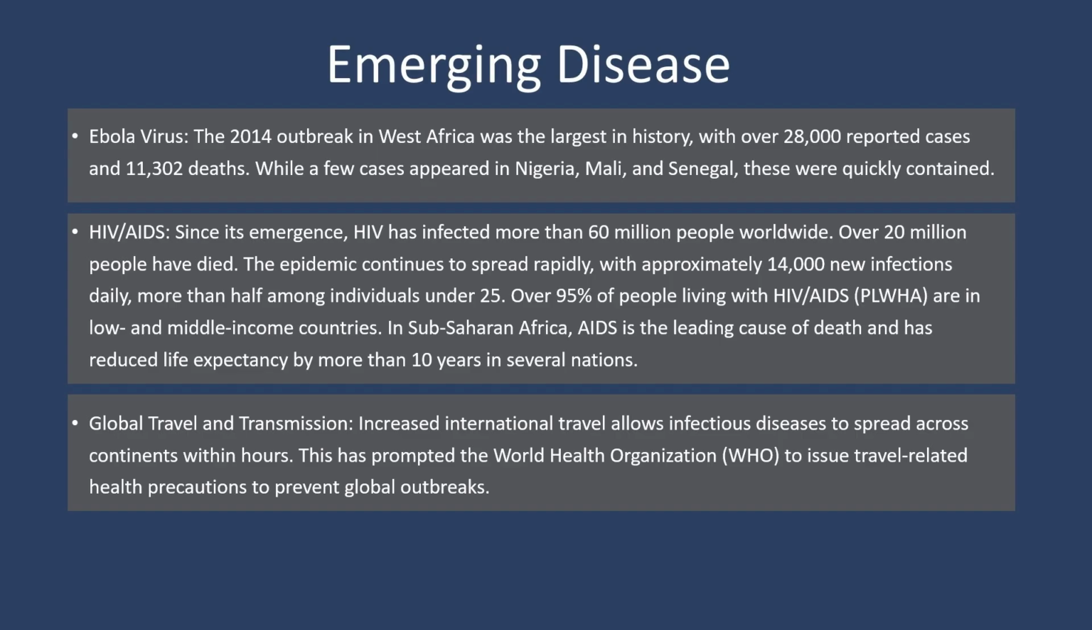So, this has prompted the World Health Organization to issue travel-related health precautions to prevent global outbreaks. So it's a good resource to look for if you're planning on traveling. If there are outbreaks in an area, you can change your travel arrangements in accordance with what's going on in that area. You can make your best judgment call, but notifying people and people educating themselves is an important part of containing these types of diseases.